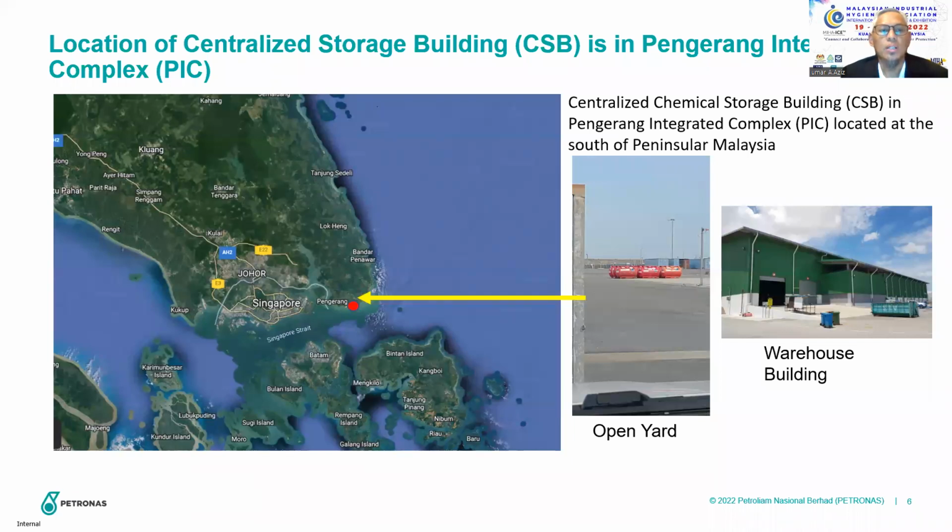This is the geographical location of the centralized storage building, or CSB, for which the CRM established and discussed in this paper is meant. It is located in the south of Peninsula Malaysia, specifically in Pengerang Integrated Complex, or what we call PIC. This CSB consists of two main parts. The first part is the open yard and the second one is the warehouse building.